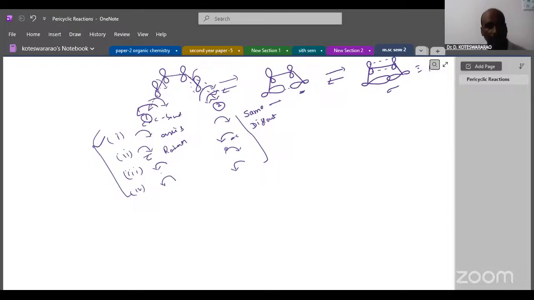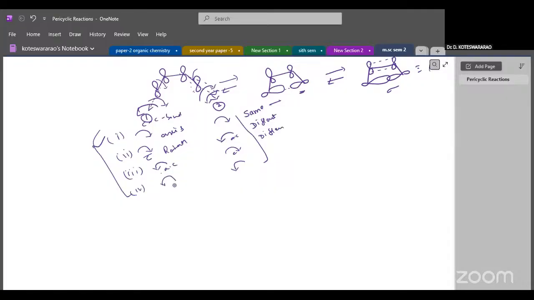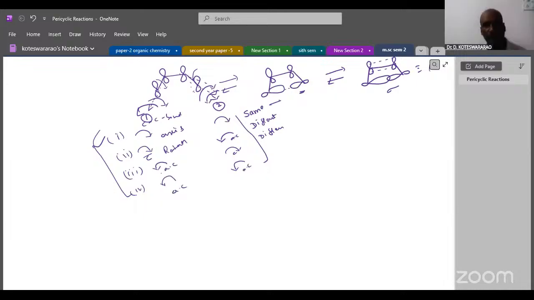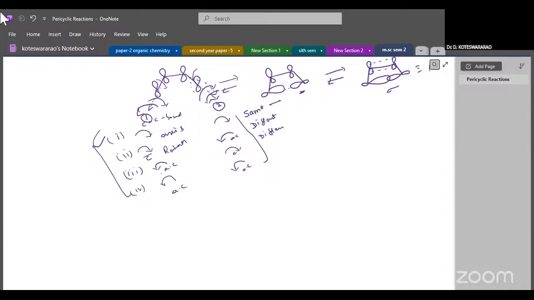Clockwise rotation. This is also different rotation. Now here, this is clockwise, this is clockwise. Both are anti-clockwise rotations.